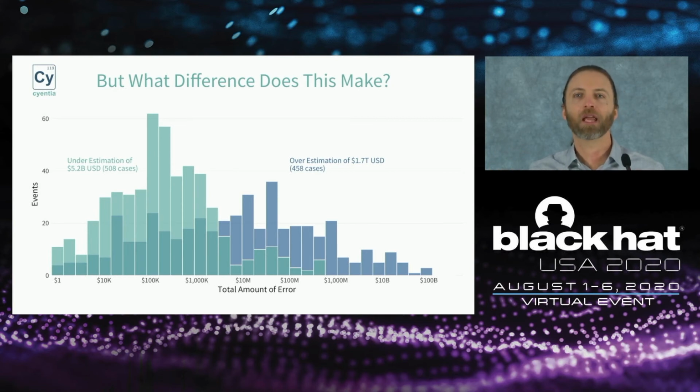Let me just read that back. If you are using the $150 cost per record value against this 10-year history of breaches, there is now over $1.7 trillion of error. You are overestimating the impact of these breaches. The case is also present, though not as extreme, on the underestimation, where you're saying there's $5.2 billion in US dollars of losses that were actually experienced by companies that would not have been captured if you use that $150 cost per record. We're not saying that breaches aren't as bad as we thought, only that using a single cost per record is actually actively harmful. It's worse than useless here.